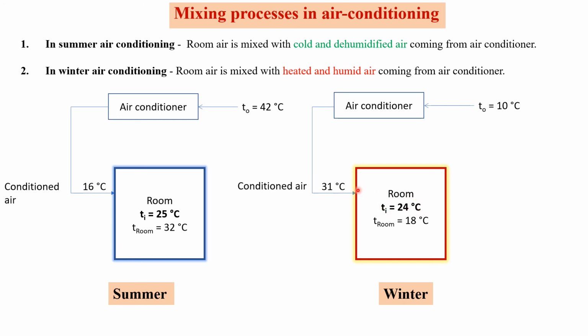So at this point also we have the mixing of two air streams, that is, one conditioned air at higher temperature, and another air stream which is already present in the room at 24 degrees Celsius. So ultimately there is a mixing of the two air streams here.